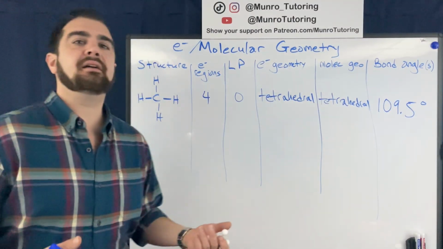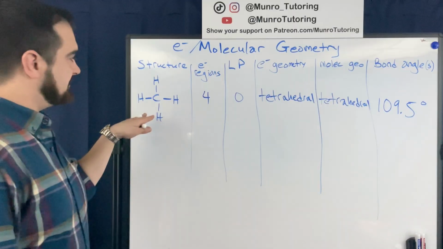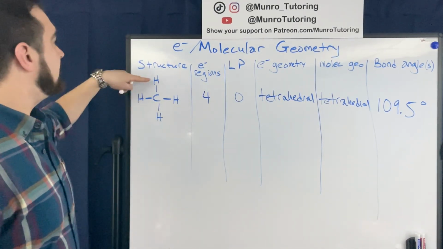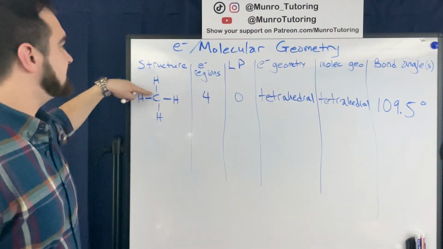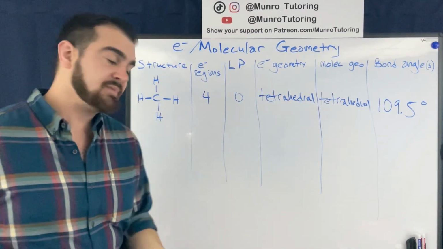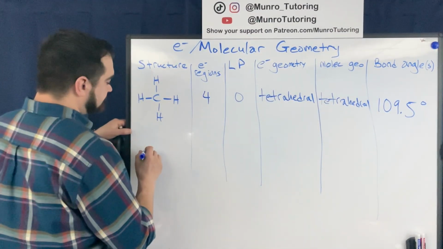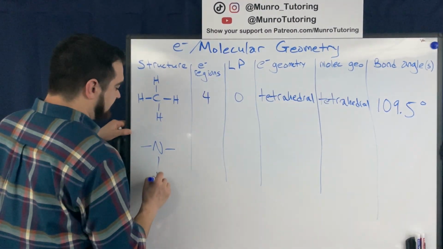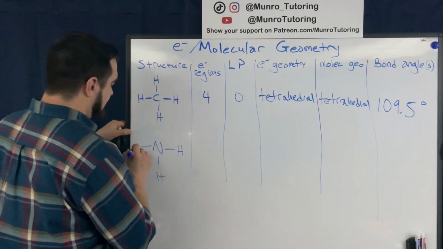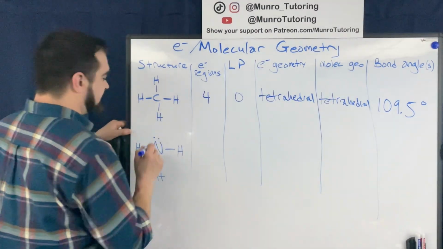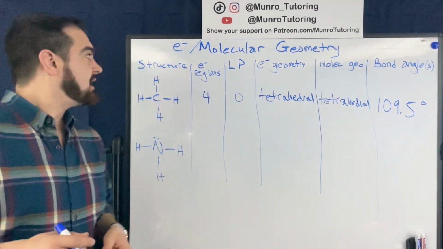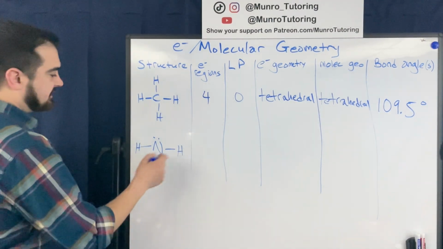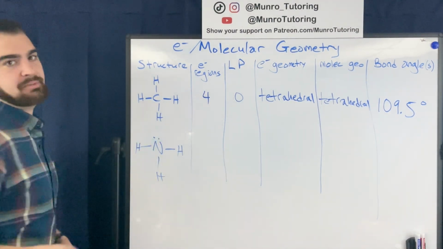Now, let's continue here. What if I had another molecule that's very similar to this, but we replace one of the bonded atoms to the central atom with a lone pair? So let's do ammonia. If we take NH3, it's a nitrogen bonded to three hydrogens. I could have done NF3, but I just want to make this as simple as possible. How many electron regions does this have?